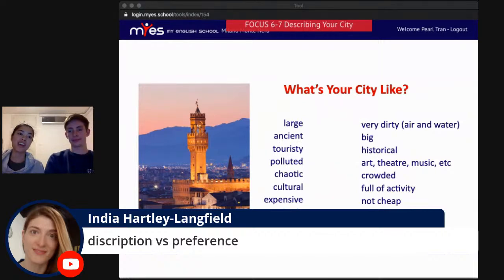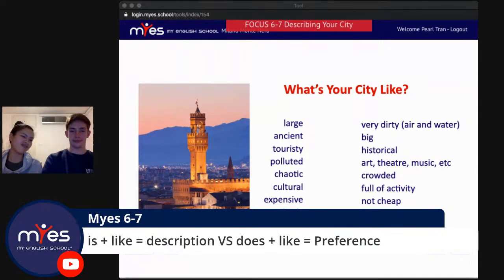If we ask, what does your city like? It doesn't make sense. I don't think your city has a preference. Maybe a city likes fewer tourists, or maybe a city prefers less pollution, but a city doesn't have a preference. Good job. So now that is clear.